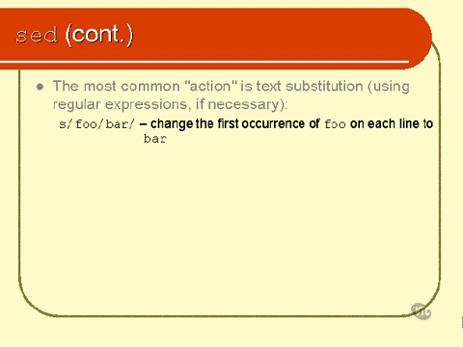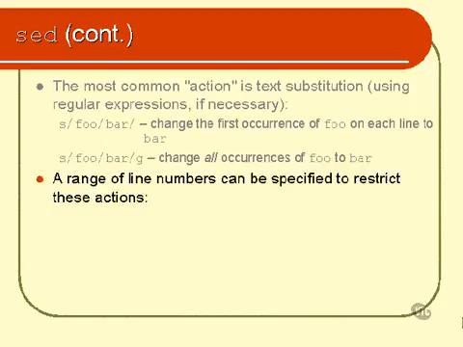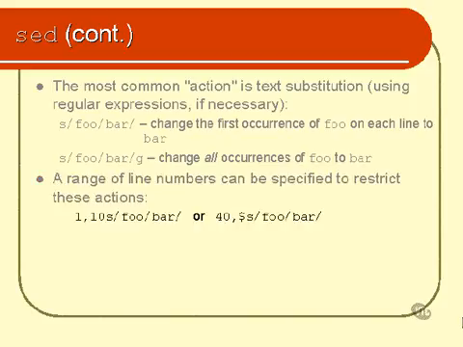So that's a simple text substitution, s for substitute, and if you put a g after the end of the second slash there, then it will actually change all the occurrences on each line from foo to bar. Otherwise it will only change the first one. It's possible to specify a range of line numbers to restrict the actions of the substitute or any action that you're specifying. You can say, well, I only want to perform the action on 1,10. You see the 1,10 there? That means on lines 1 to 10, they're the only lines that I wish to perform that substitute on.